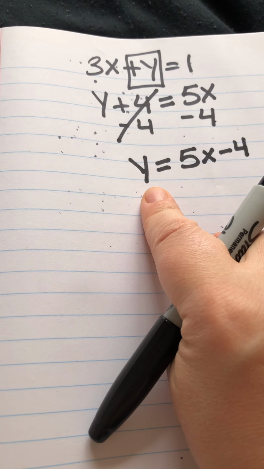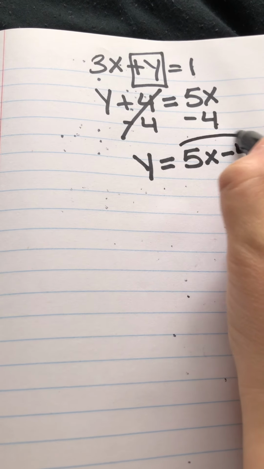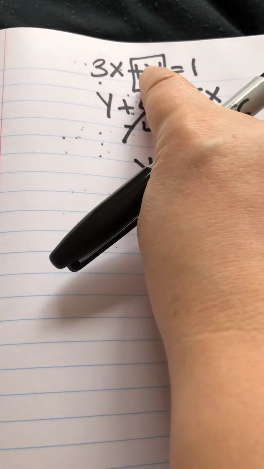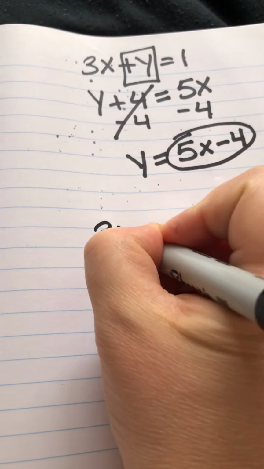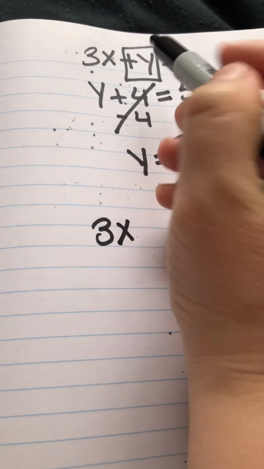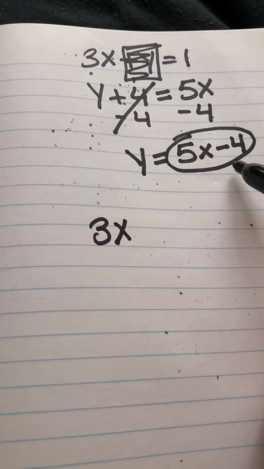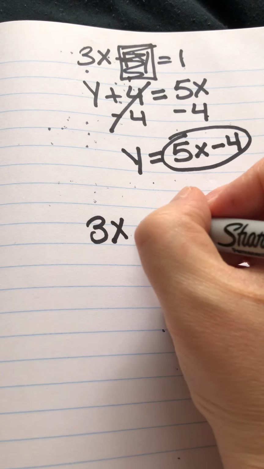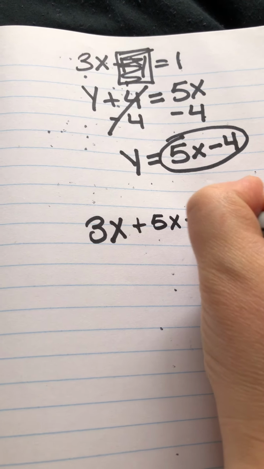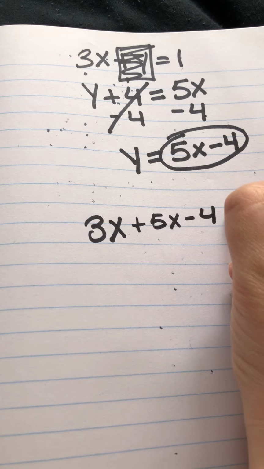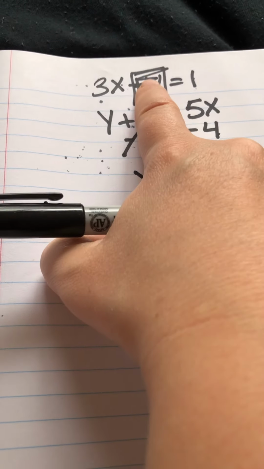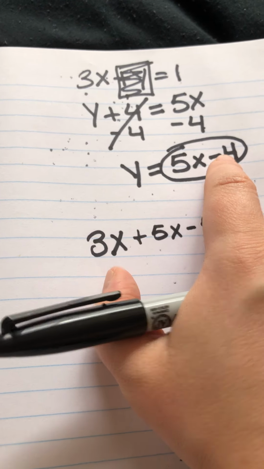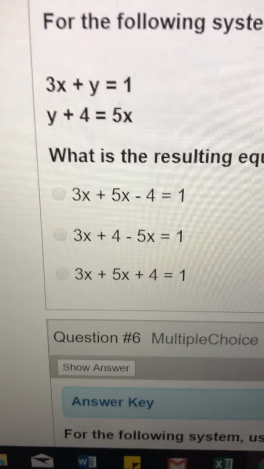Now I have y by itself, which means that I can now take what y is equal to and plug it into this equation up here. So this says 3x, and now instead of y, remember I'm taking y out and replacing it with what y equals, which is 5x minus 4. And then it's still going to equal 1. So I took this exact same equation, took the y out and replaced it with this. And you can see which multiple choice answer makes the most sense there.